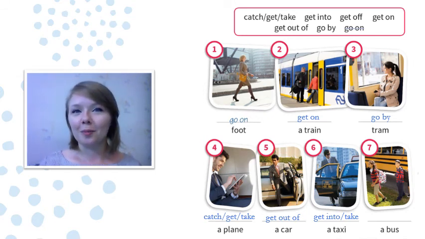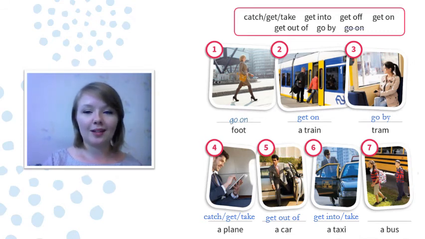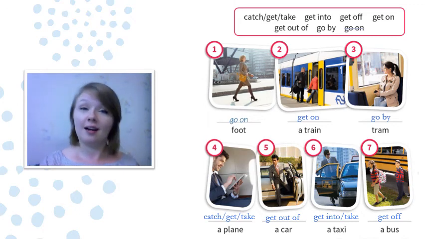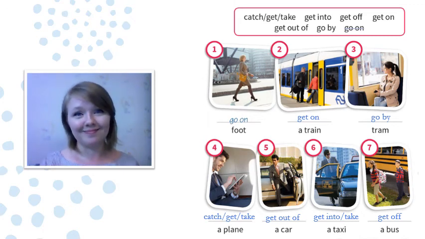Finally, let's look at number 7. Here we see 2 kids leaving a bus. So just like we would say with a train or a subway, we can say get off. Get on the bus, get off the bus. Get on a train, get off the train.